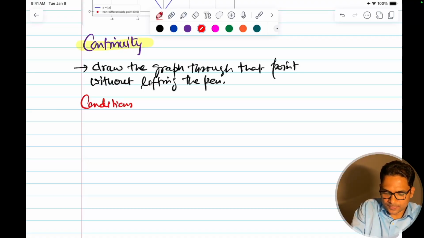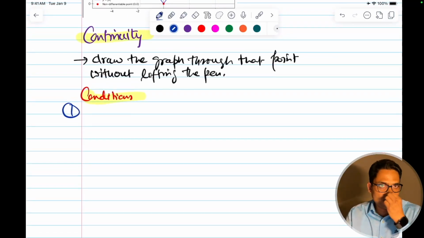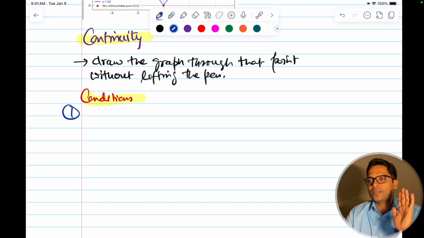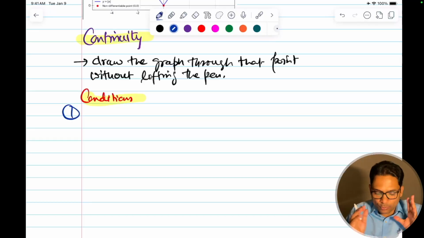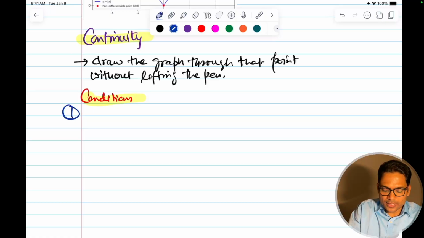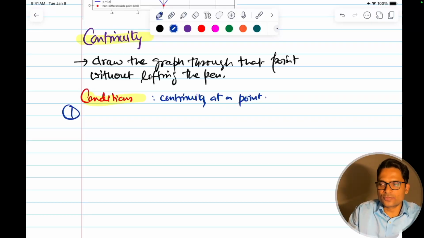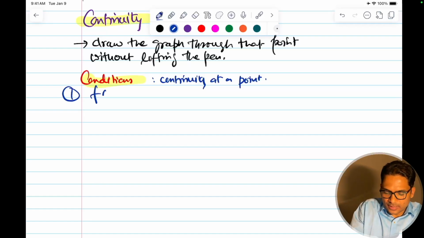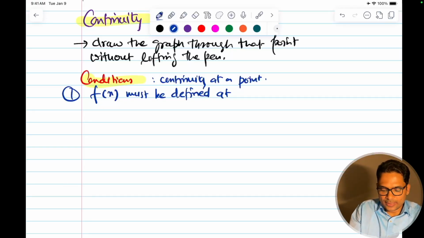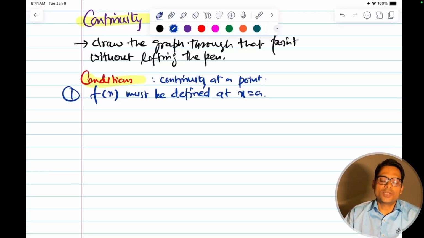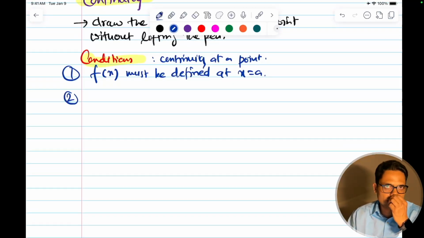There are three conditions for continuity. So what are the three conditions? First of all, for a function to be continuous at a given point, to check continuity at any point, f of x must be defined at point A, at x equal to A. Okay, so that is the first criteria. First of all, the function should be defined, only then we are discussing.